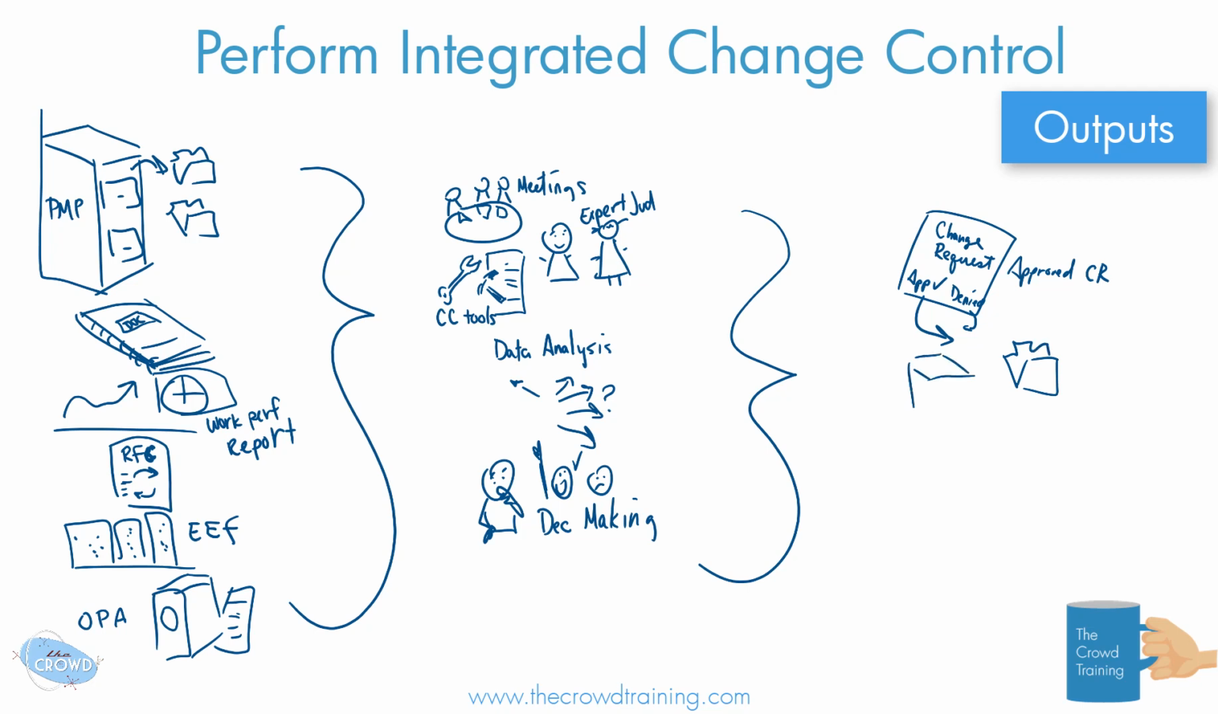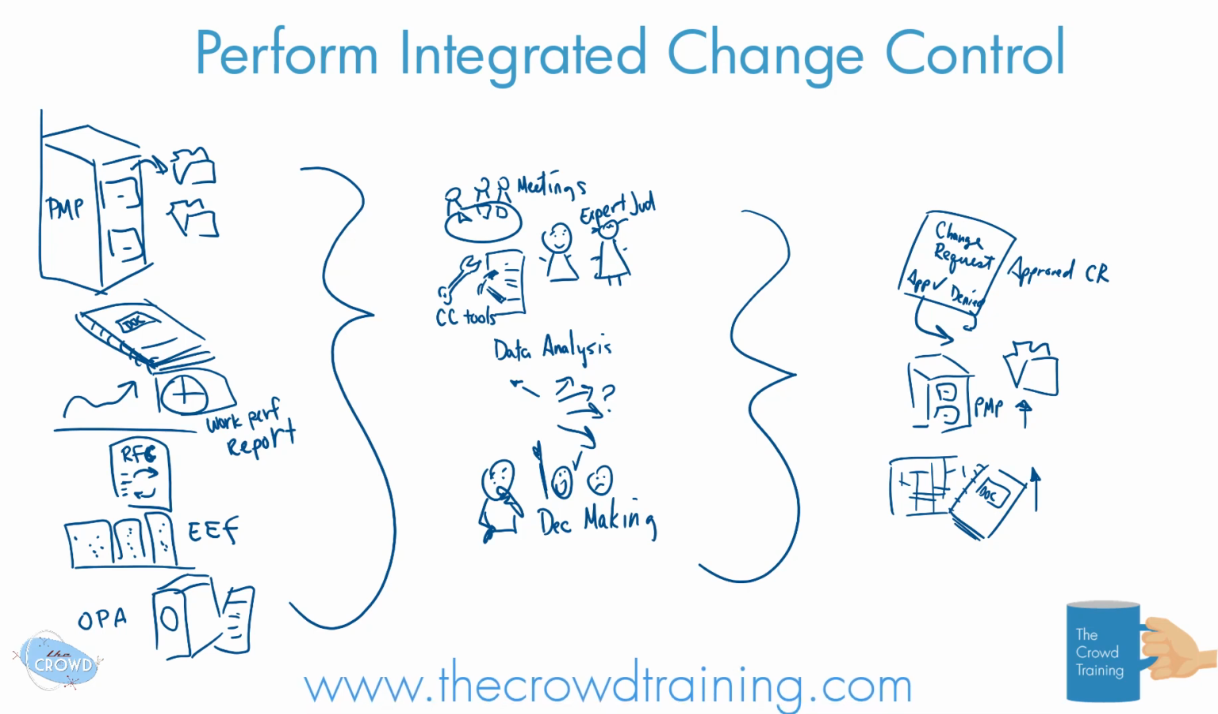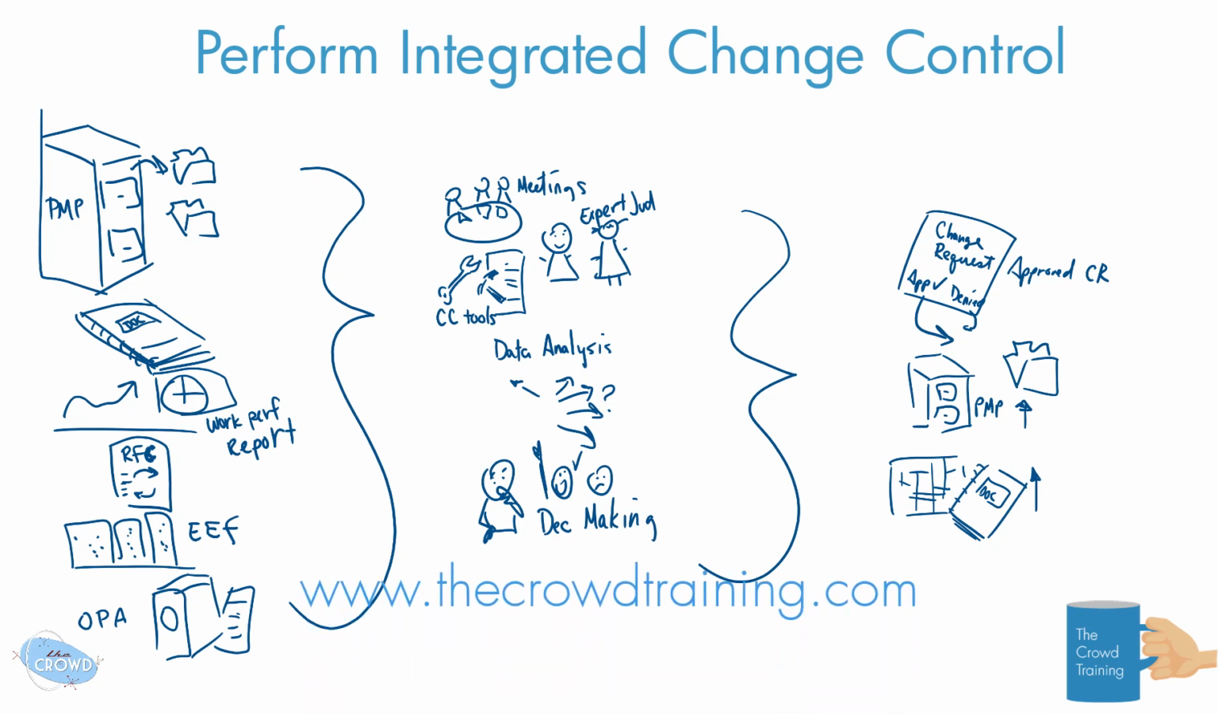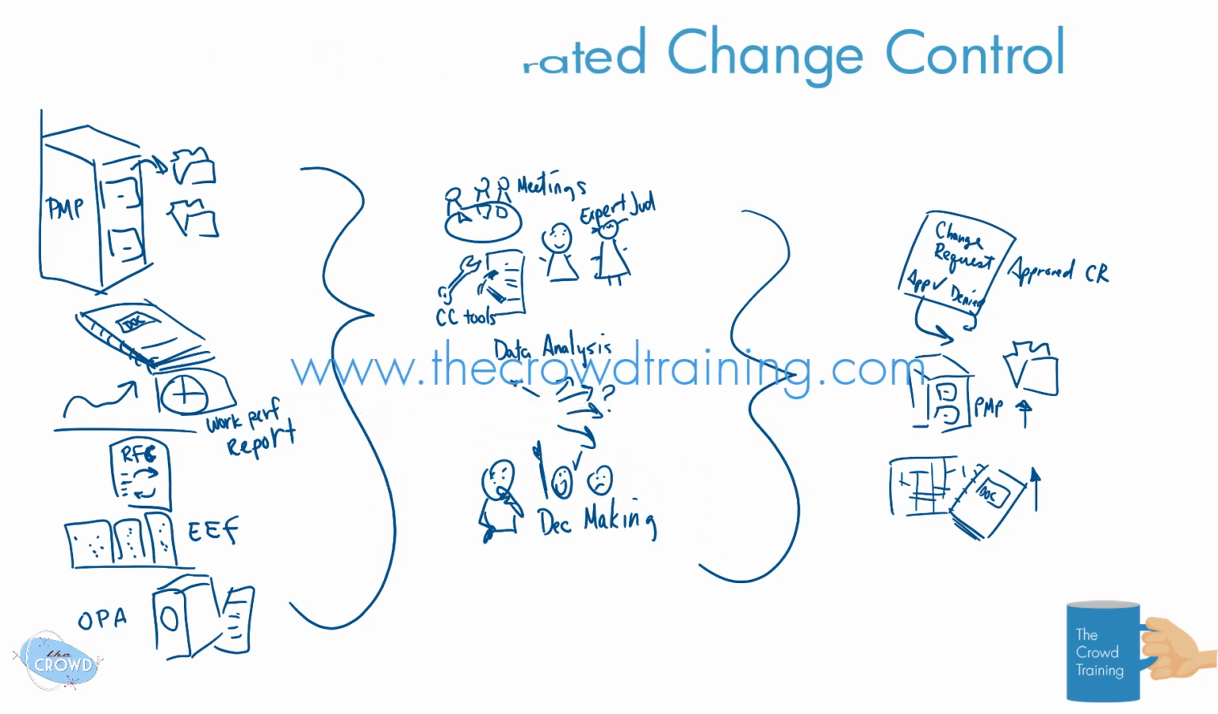So any updates anywhere in your project management plan, I'm sorry, my folders are all messed up here, as well as the various different documents that are also reflected. If we need to change the schedule or anything else, here I'll draw a little schedule, a little Gantt chart. So those project documents are also going to be updated, including what we learned from going through this process. So that's a quick look and review in the Crowd Training's 6th edition PM City course on Perform Integrated Change Control.